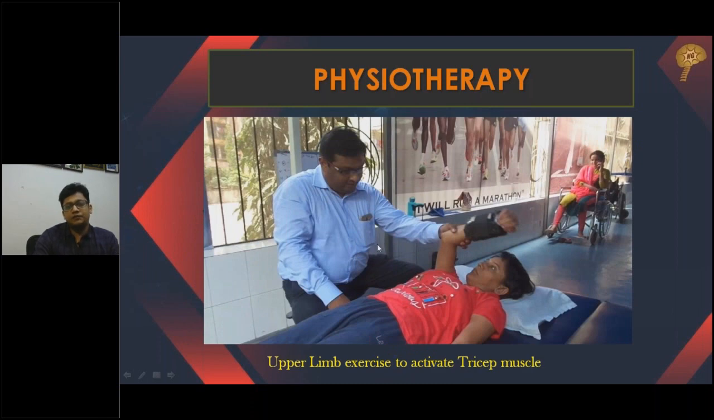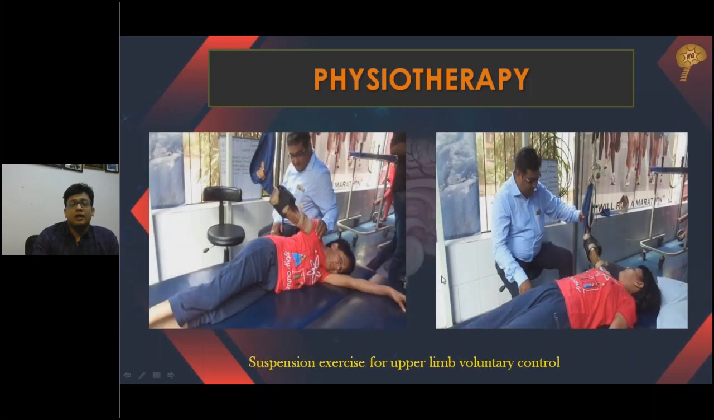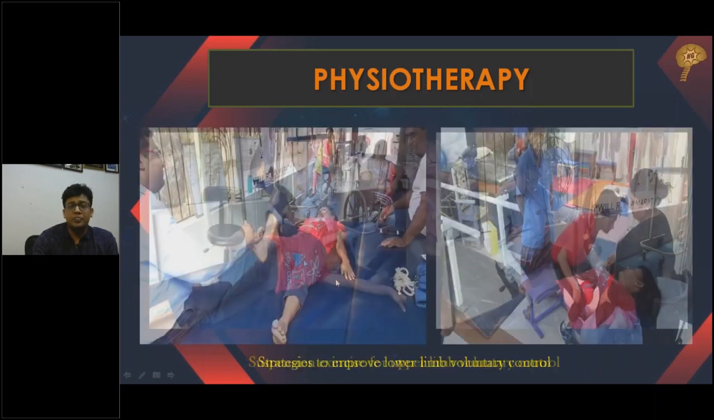Now we'll quickly discuss a few physiotherapy techniques. This is an upper limb exercise to activate the tricep muscle, because tricep voluntary control is very important, as we have to break the flexion synergy and get tricep control. Suspension exercises for upper limb voluntary control are very useful. These are exercises which a patient can do at home.